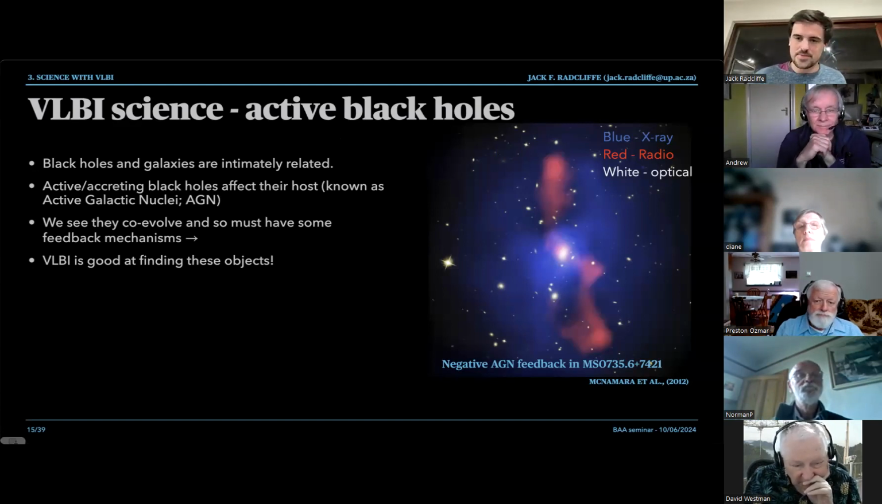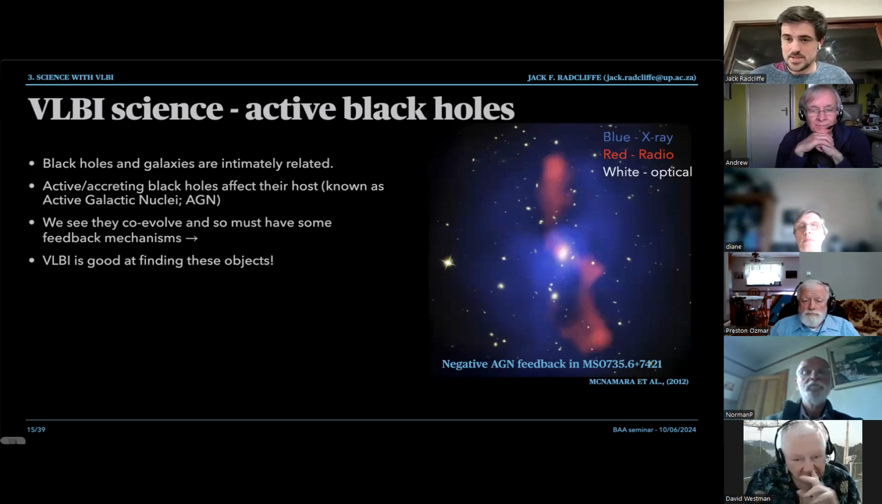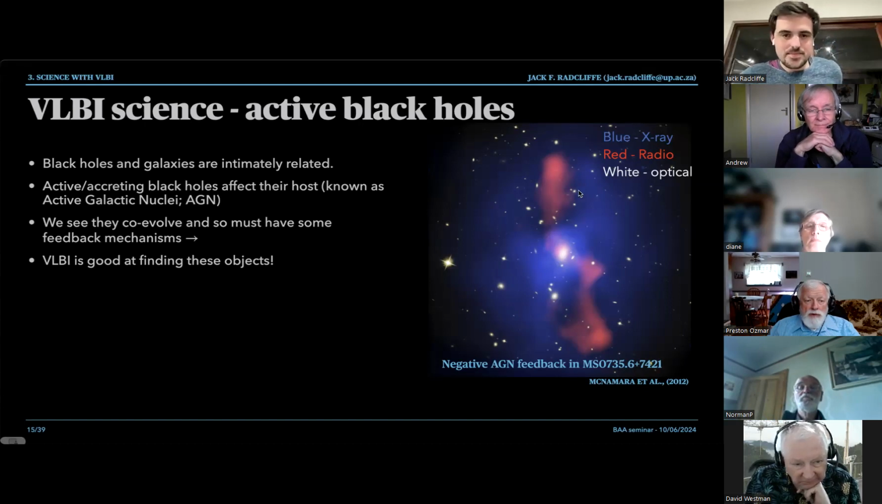And a key example of this is shown on the right. This is showing some negative AGN feedback. In the yellow or the white is the optical, in the blue you've got the X-rays, and in the red you've got the radio emission. You can see these jets piling into the gas surrounding the galaxy, and basically blowing holes into the gas. And this heats up the gas, and anything that has hot gas typically doesn't want to go back to its host galaxy and then make stars.